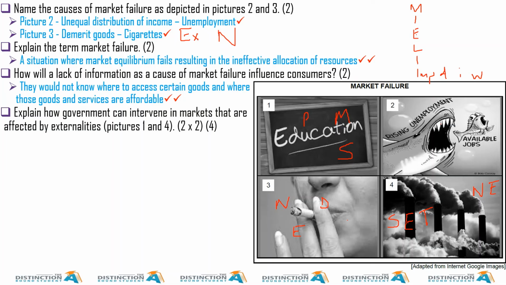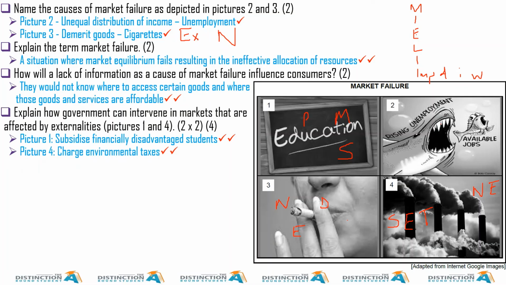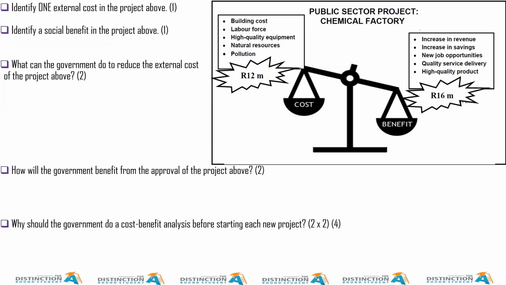So it cannot be a syntax, but it's environmental tax. So you have to say that. Right, so picture 1, like I say, it's subsidy. Picture 4, charge an environmental tax. You can't say syntax because syntax is for cigarettes, for alcohol, things like that.